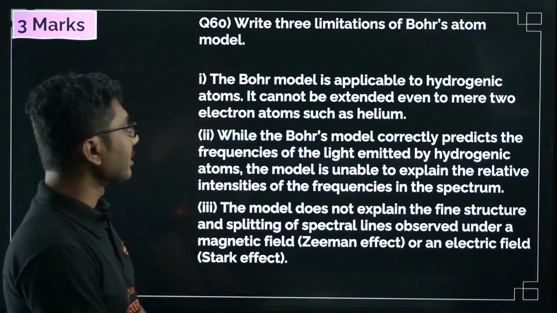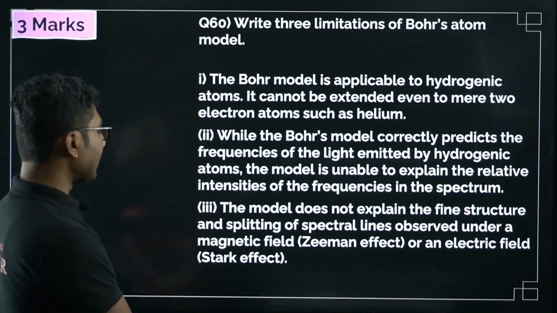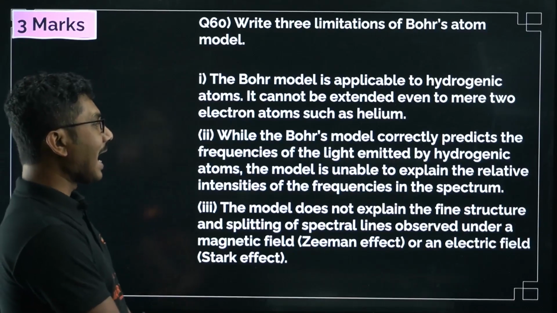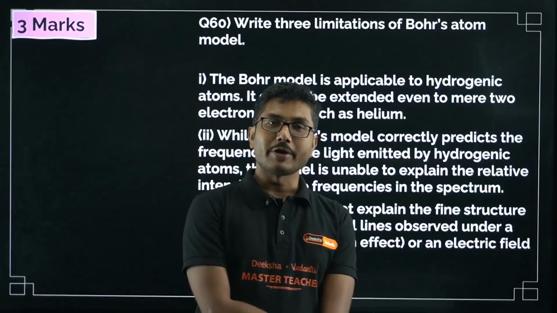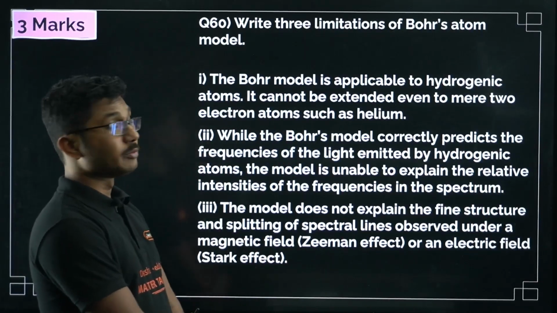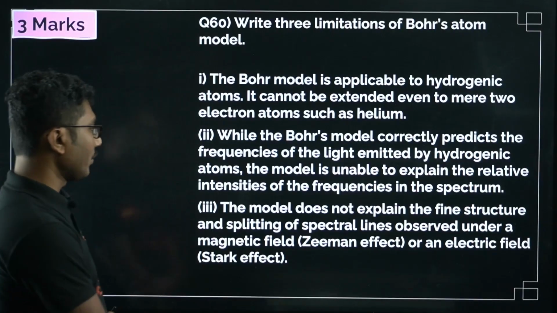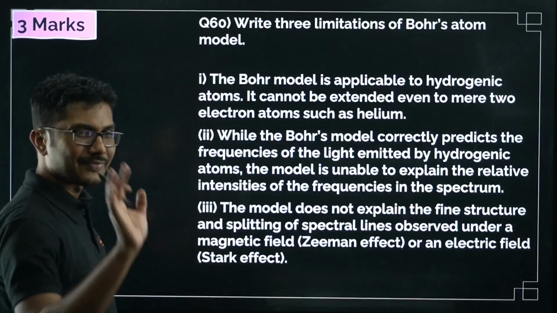The model does not explain the fine structure and splitting of spectral lines observed under the magnetic field, the Zeeman effect, and the electric field, called the Stark effect. Zeeman and Stark effects are two very important things that Bohr's model cannot explain. Basically you can mention that it cannot explain the Zeeman and Stark effect, that is fine.